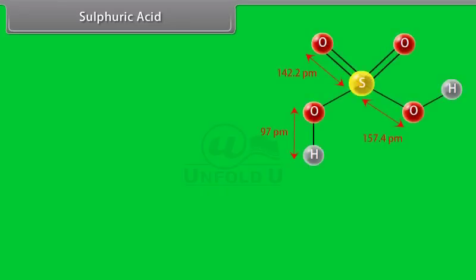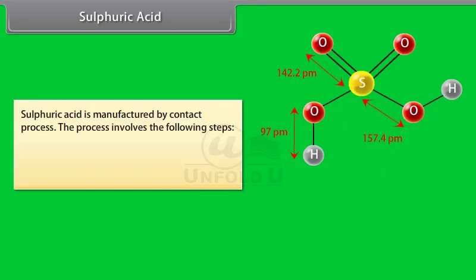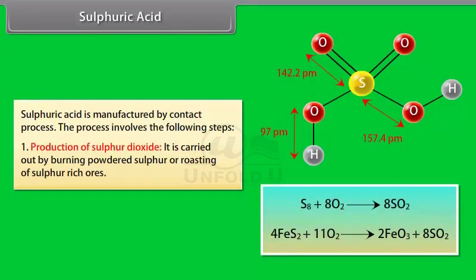Sulfuric acid. It is the most important oxyacid of sulfur. It occurs in certain minerals and springs. It has large application in industries and is also known as the king of chemicals. Sulfuric acid is manufactured by the contact process. The process involves the following steps. Production of sulfur dioxide. It is carried out by burning powdered sulfur or roasting of sulfur-rich ores.